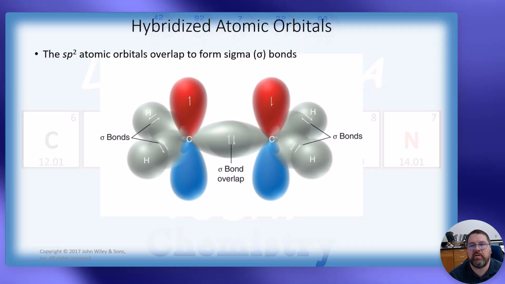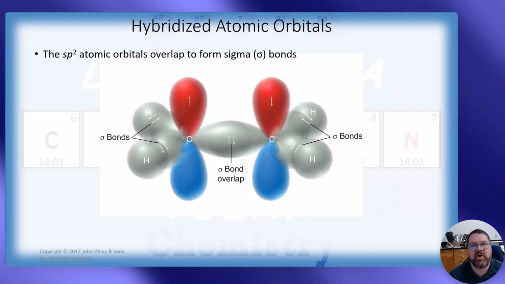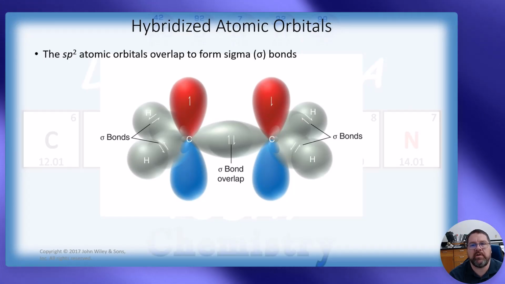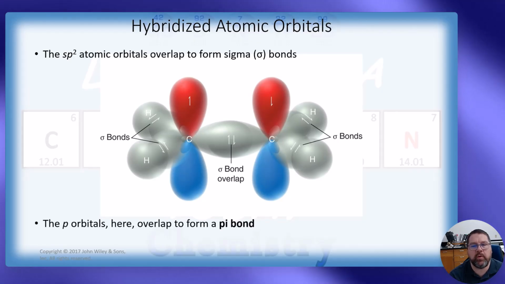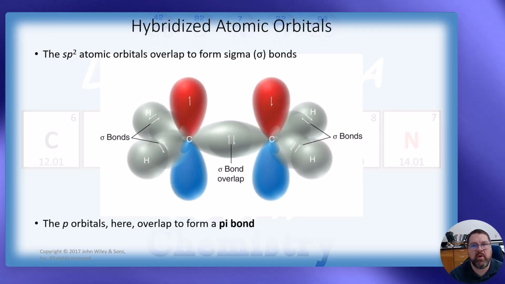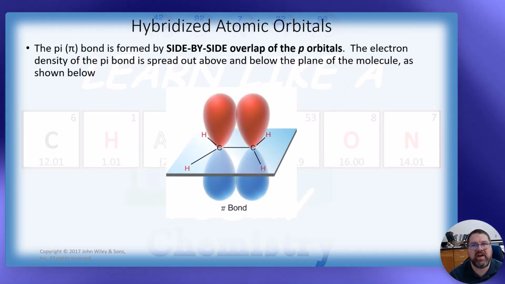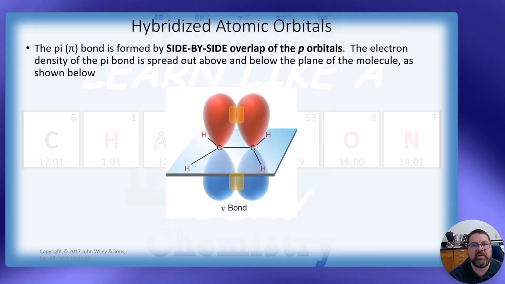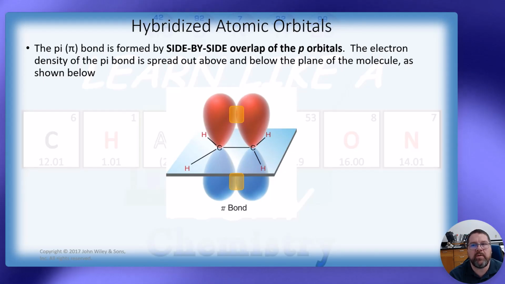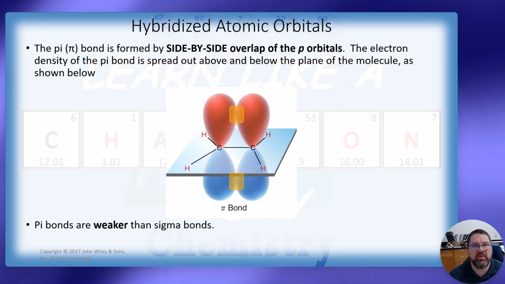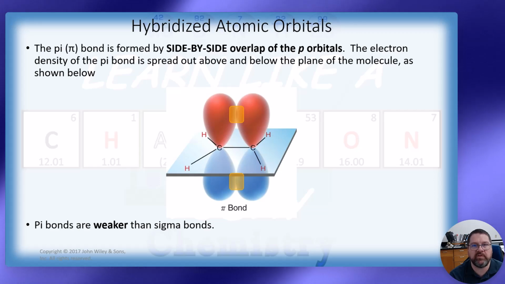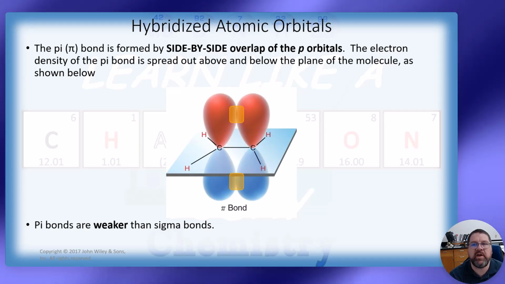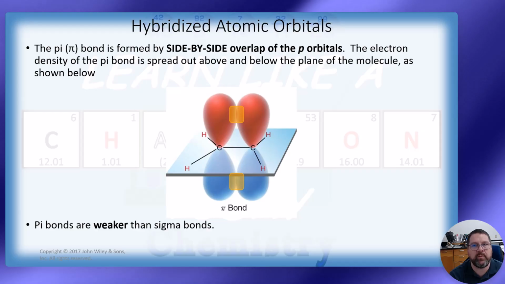So again, the overlap of the sp2 atomic orbitals, hybrid orbitals, on the carbons creates the sigma bond. The p orbitals are going to overlap sideways to form your pi bond. And when they do, notice that that overlap between the side-by-side parallel p orbitals is very, very minuscule. So these bonds are easily broken. They tend to be weaker than sigma bonds. And these electrons are more accessible from the outside by other molecules. So they are typically indicators of reactive locations within a molecule.